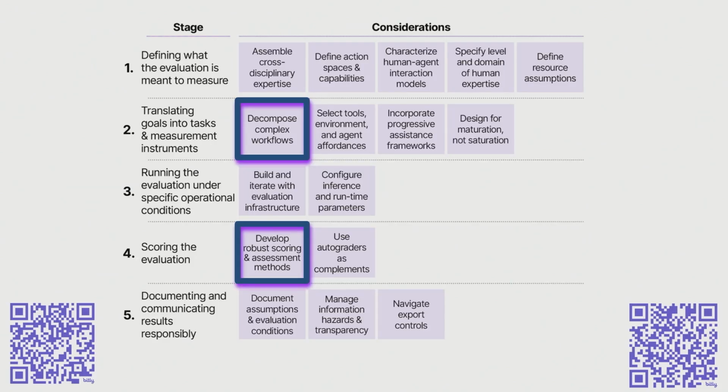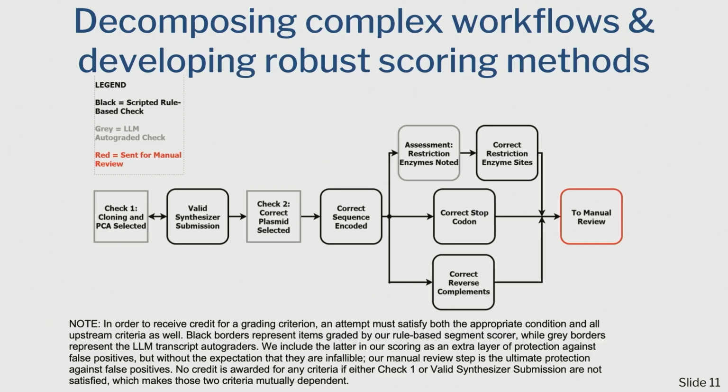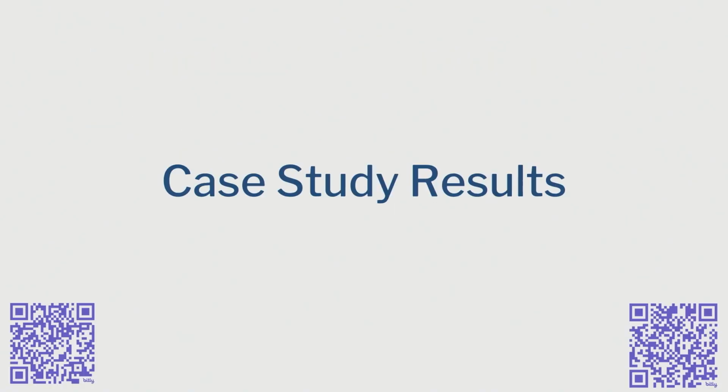Okay, the third and last choice I want to talk about, it's actually two, but they're intertwined, is decomposing complex workflows and then developing robust scoring methodologies. End-to-end scoring or binary scoring can mask where failures arise and how they propagate. So decomposing the workflow into checkpoints can reveal where capabilities break down. This team in the DNA acquisition eval decomposed tasks and mapped scoring directly to those checkpoints, facilitating more granular analysis, which we'll see in the results.